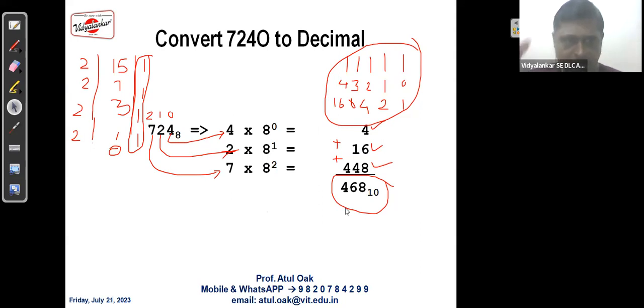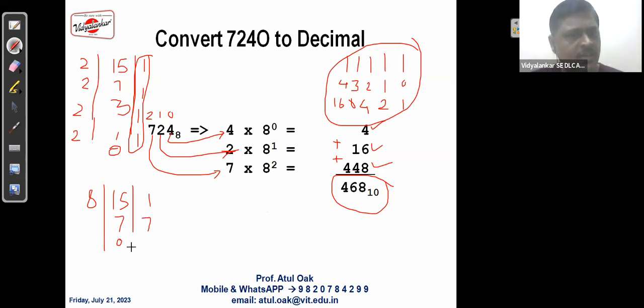I think same algorithm. If I want to quickly solve again, this is 15, and I want to convert in octal, so I will divide by 8. 8 ones are 8, remainder is 7. Further division is not possible, so I will write 7 as it is. My quotient will be 0 because further division is not possible, and collect digits from bottom to top. Am I correct?